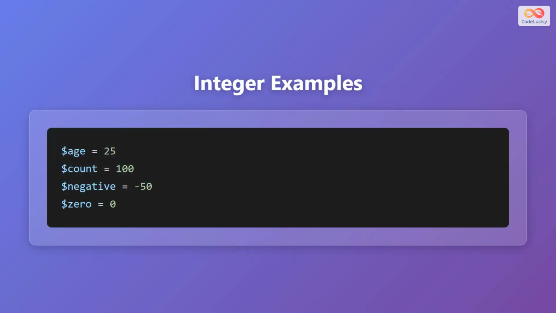Let's look at some examples of integers in PowerShell. You can assign integers to variables just like any other value. For instance, $age = 25 creates a variable storing the integer 25. $count = 100 stores the whole number 100. Integers can also be negative, like $negative = -50. And of course, 0 is also an integer, as shown with $zero = 0. Notice that none of these values have decimal points.